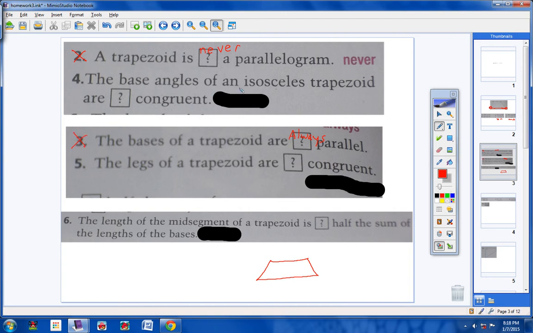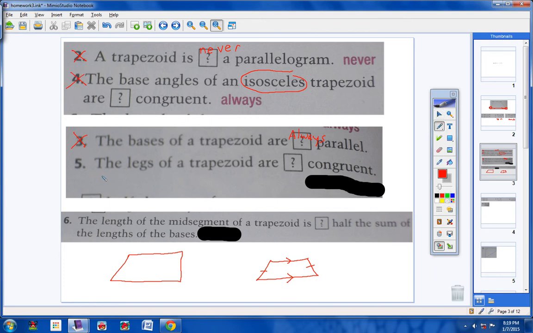The base angles of an isosceles trapezoid are congruent. Well, it depends. Now think about it. If you're dealing with an isosceles trapezoid, here's a parallel side, here's a parallel side, here's a congruent side, here's a congruent side, then yes, the base angles are congruent. However, if you're dealing with a non-isosceles trapezoid, one that looks like this, then no, the base angles would not be congruent. Oh, it does say isosceles. My bad, guys. I did not see the word isosceles here. The base angles of an isosceles trapezoid are always congruent. Yes, always. Okay, moving on to number 5.